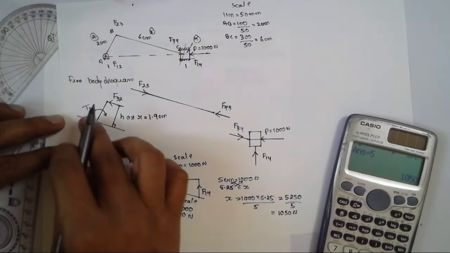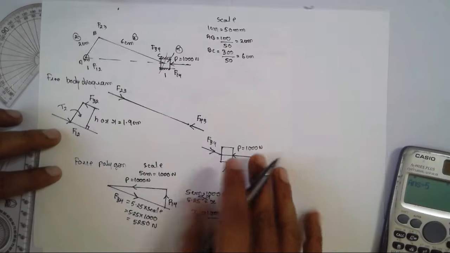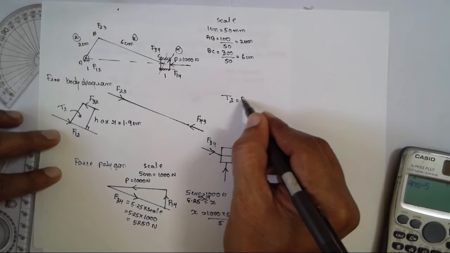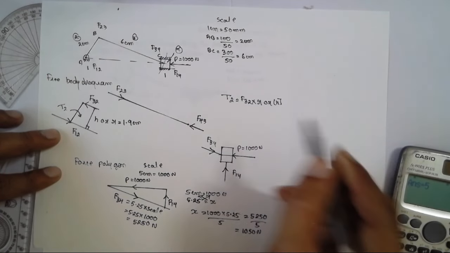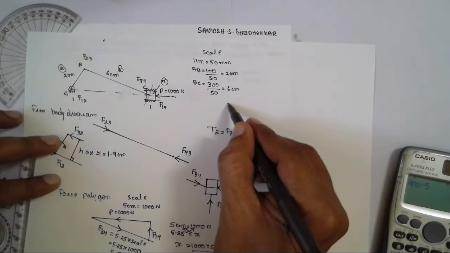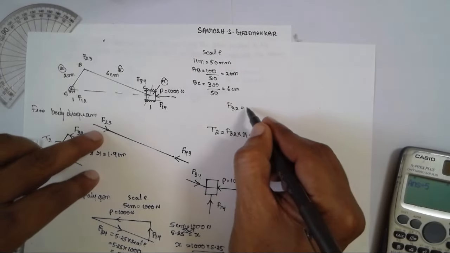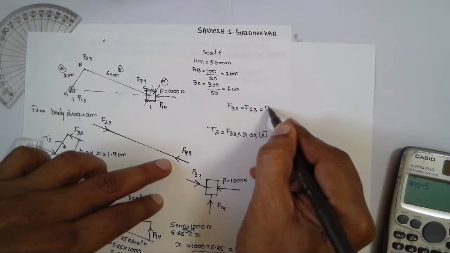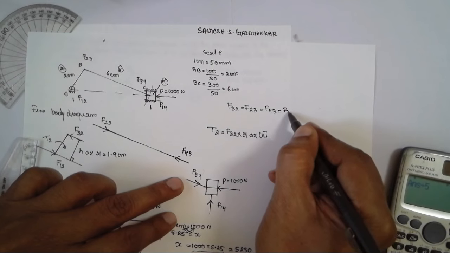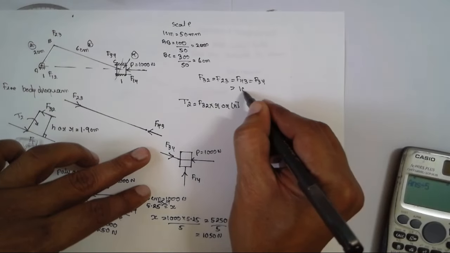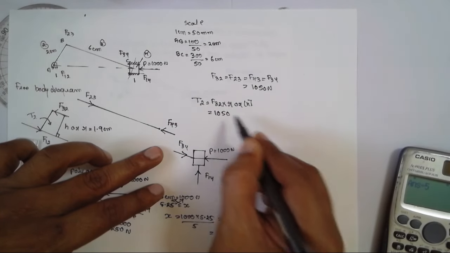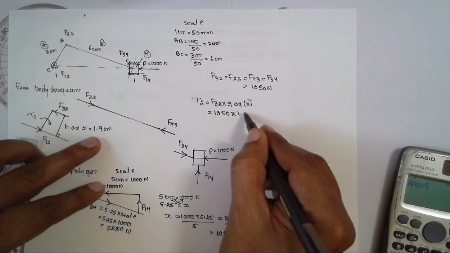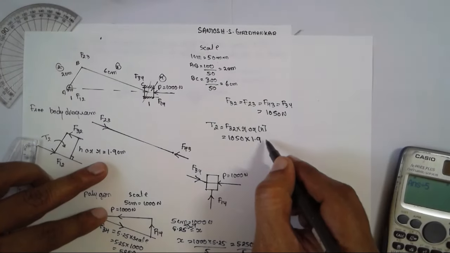Now in order to find out T2, see here. T2 is nothing but F32 into R or H. Now what is F32? F32 is equal to F23, which is equal to F43, and F43 is equal to F34. What is the F34 value? It is 1050 Newton. Now substitute here: 1050 Newton into R. What is R? 1.9. Now 1.9 into scale, you have to do it with the scale.